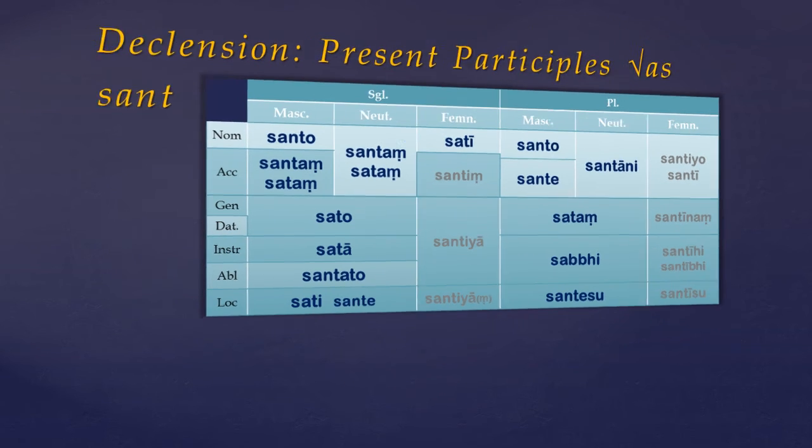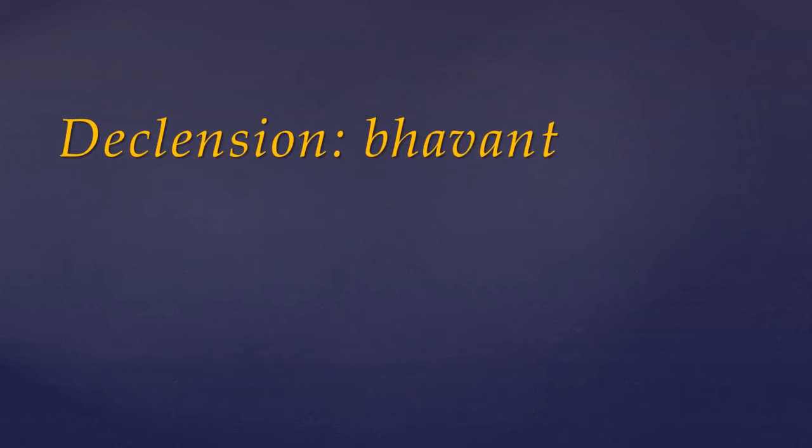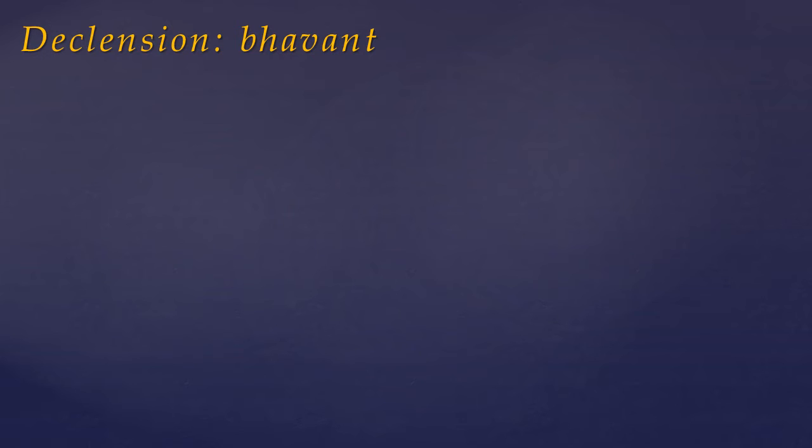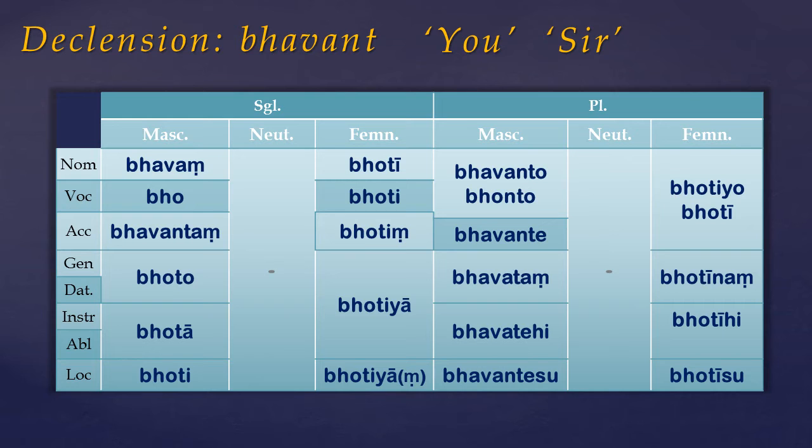So next, we return to the pronoun bhavant, which was also in lesson 8. This pronoun is largely used as an honorific form of address, meaning you or sir, and it declines very similar to the present participle, as it is essentially the present participle from the verb bhū. But as a pronoun of address, I think it's only found in the masculine and occasionally the feminine. And note that many of the forms are based on the stem bho rather than bhava.